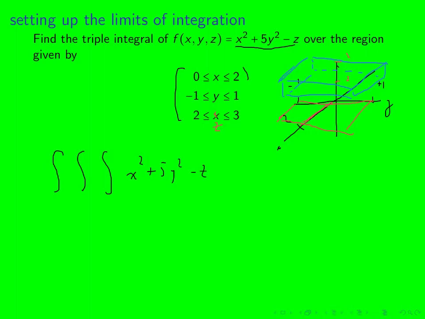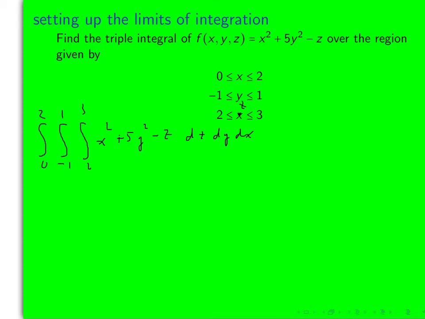And then let's work from the outside in. So dx, the x values, go from 0 to 2, and then the y values go from minus 1 to 1, and finally the z values go from 2 to 3. And I'll go ahead and integrate that on the next page.